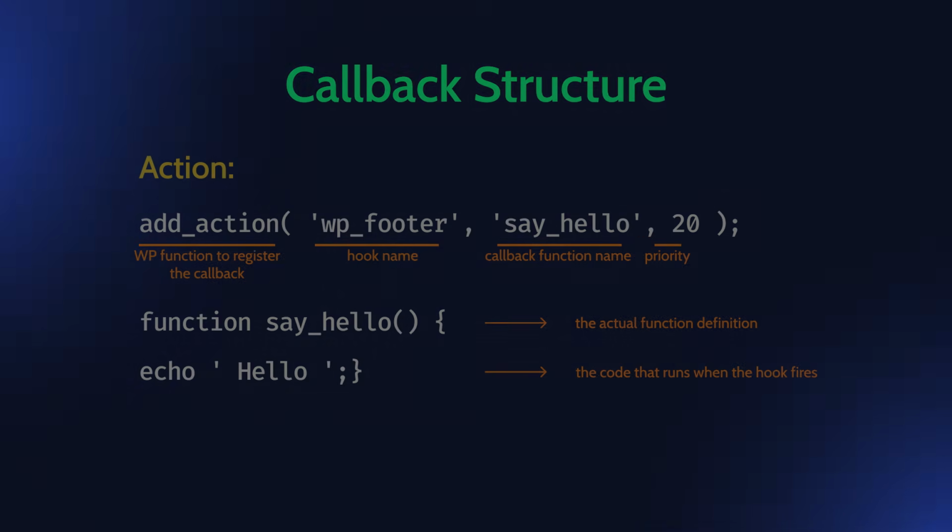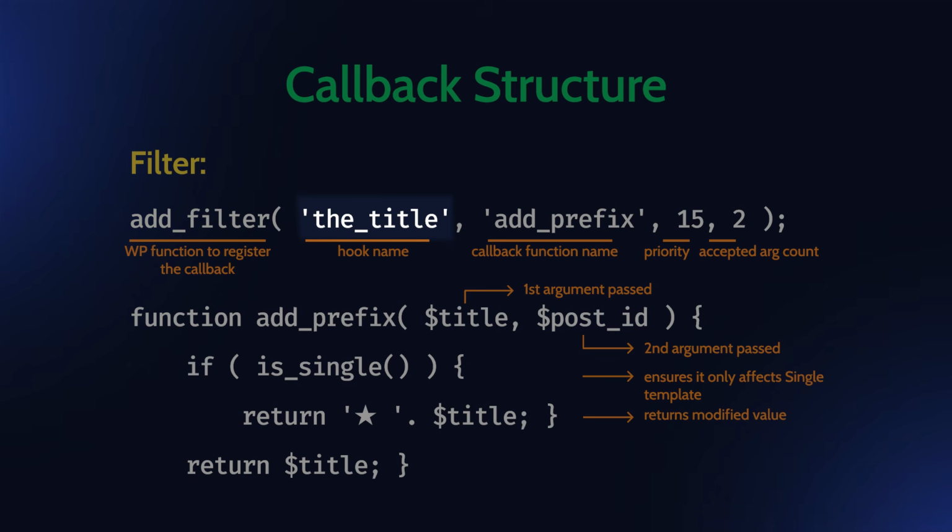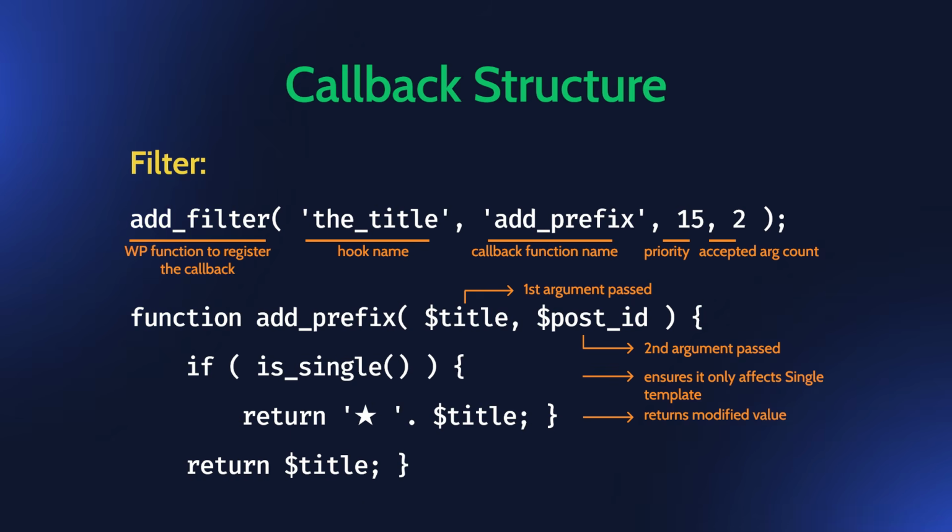Now let's look at the filter callback structure. It's very similar, but you register it with add filter. Here we have the hook name, the callback function name, the priority, and the number of accepted arguments. You can see them inside the parentheses. By default, the number of accepted arguments is 1, which is why I didn't specify it in the previous example.